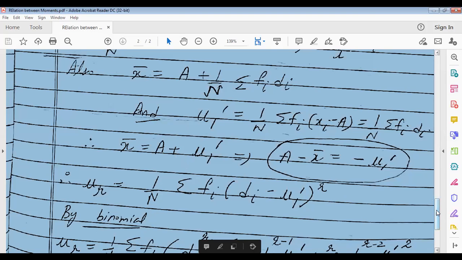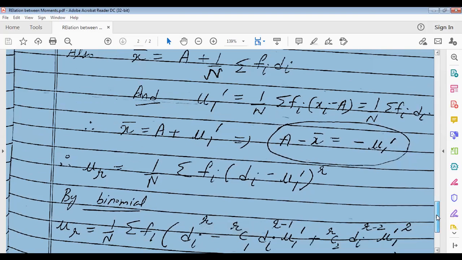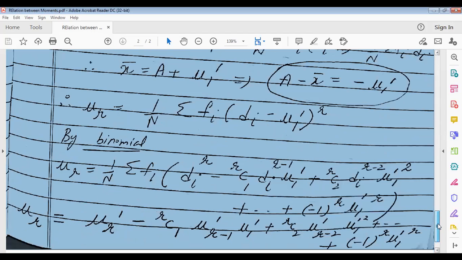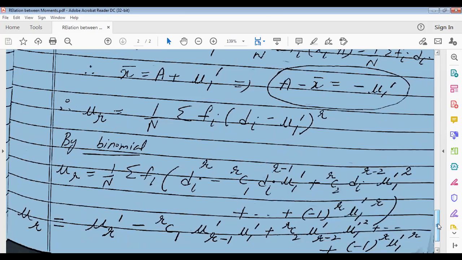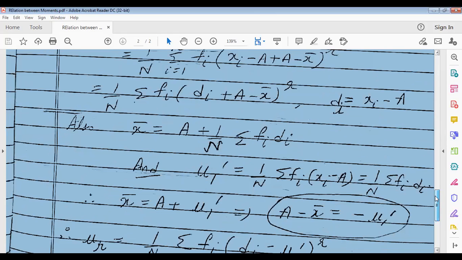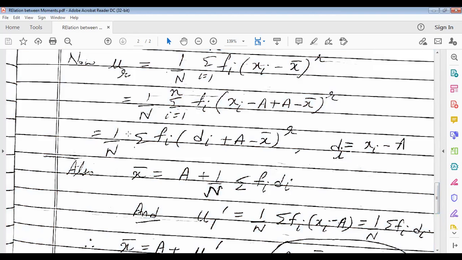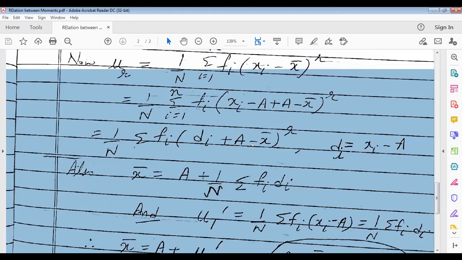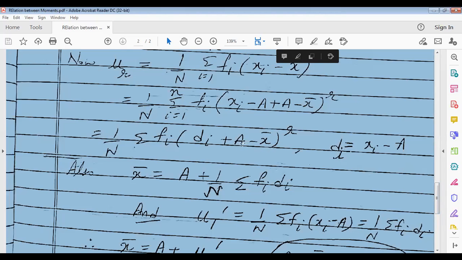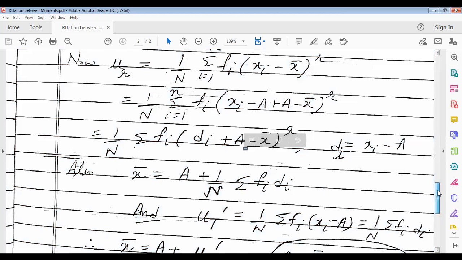तो यहाँ से a minus x bar की वैल्यू कितनी आ गई? What is the value of a minus x bar? वो आ गई minus mu1 dash. बेटा, क्लियर है? That's it. So we are done with the relationship. So what we will do? हमने ऊपर relationship लिखा था, mu r is equal to 1 by n summation fi di plus a minus x bar to the power r. अब ये जो a minus x bar है, इसकी वैल्यू हमने निकाल ली है, minus mu1 dash.